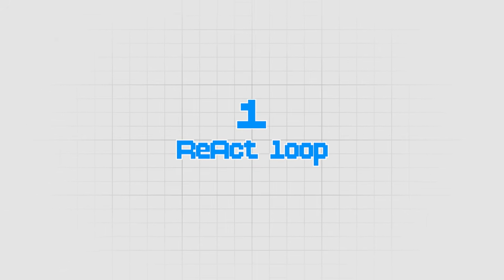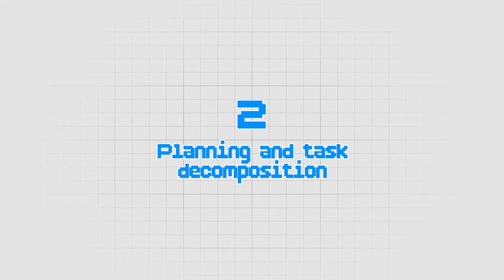Besides the 5 components, there are AI agent patterns that are super useful to know. The first pattern is the ReAct loop. Reason, then act. The model looks at its goal, reasons about the next step, takes an action, observes the result, and reasons again.